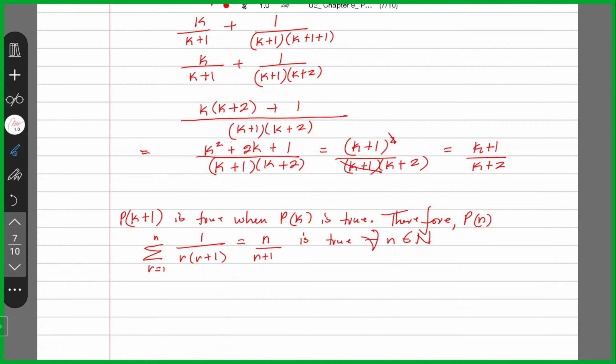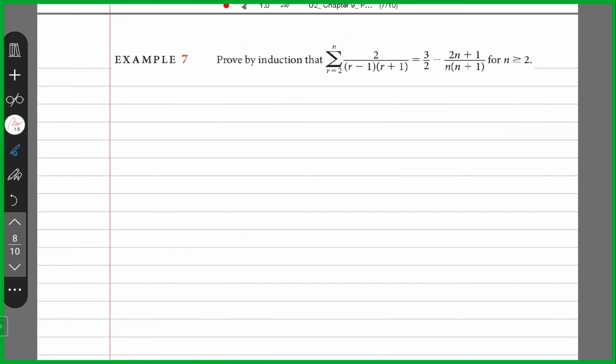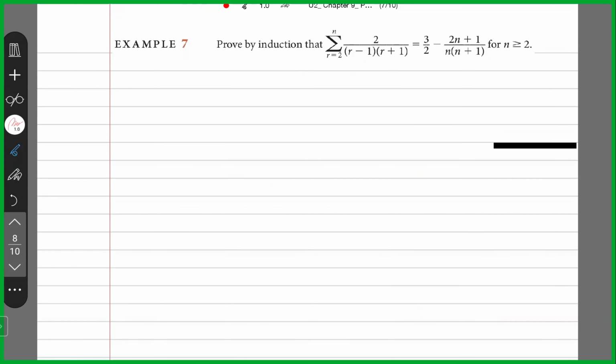Now let's move on to example 7. In example 7, we're asked to prove by induction that the summation from r equals 2 of 2 over r minus 1 times r plus 1 is equal to 3 over 2 minus 2n plus 1 over n into n plus 1 for values of n greater than or equal to 2.